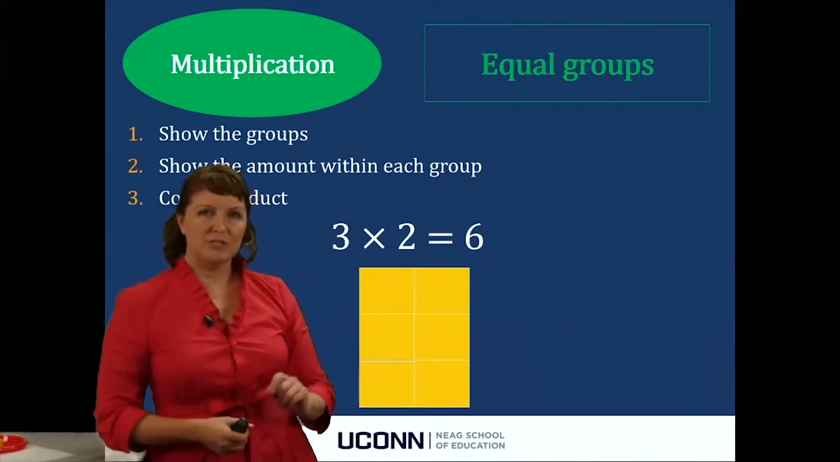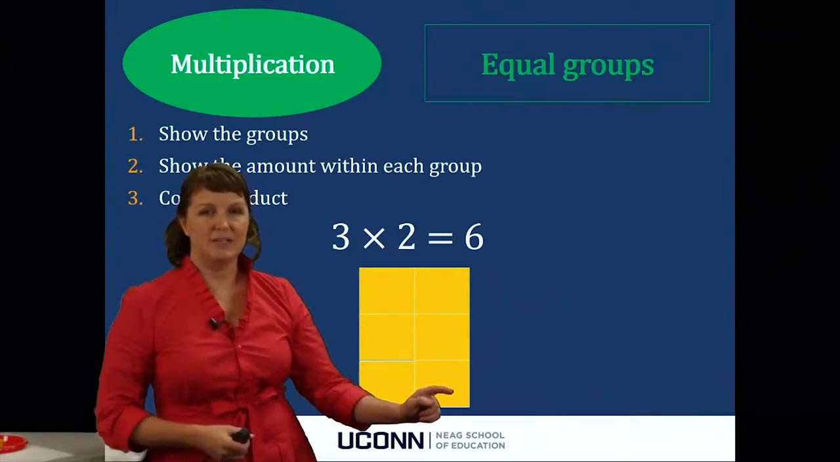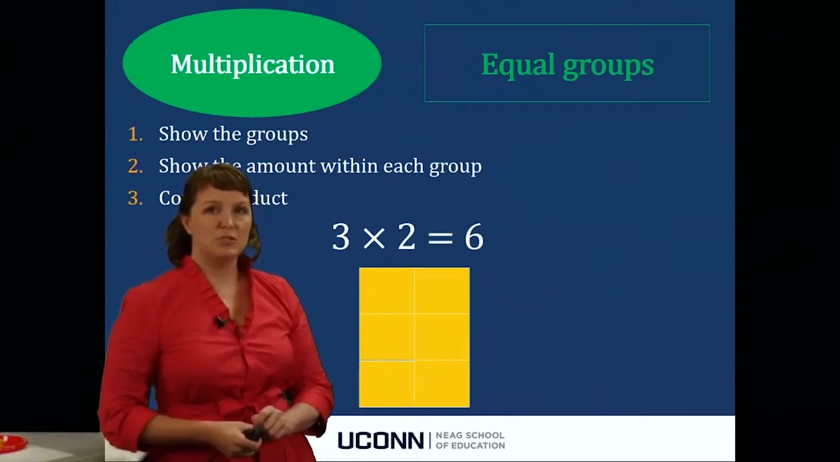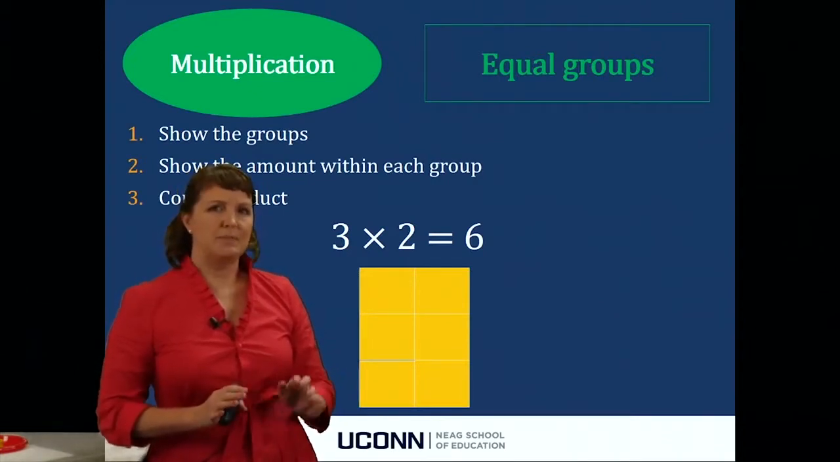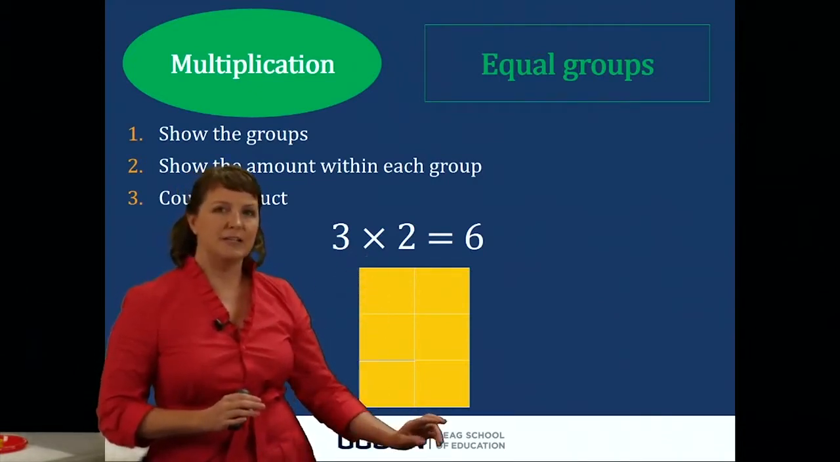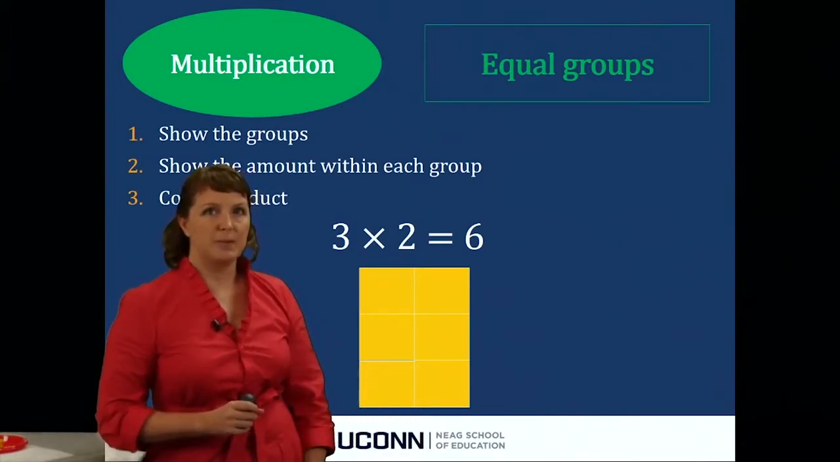And how many cubes are in this array? We have 1, 2, 3, 4, 5, 6. So 3 times 2 equals 6. This is still the equal groups concept. It's just visualized in a slightly different way. It's still 3 groups with 2 in each group.